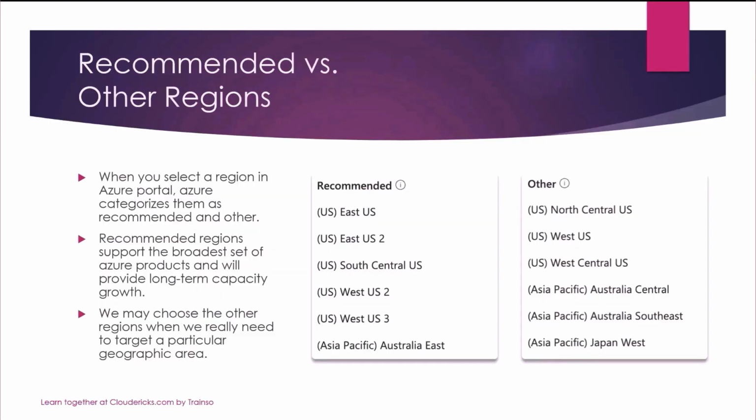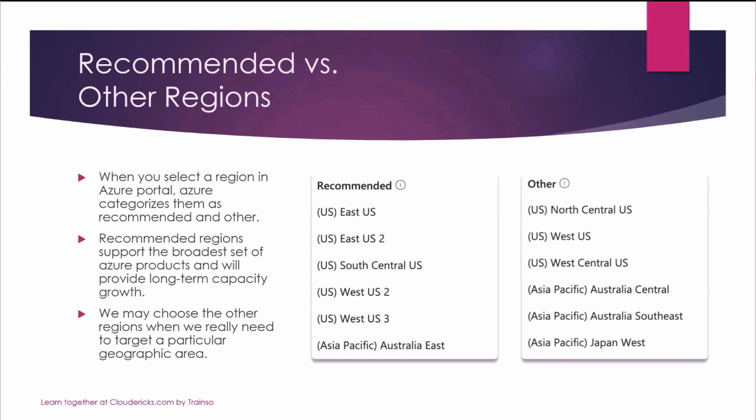Recommended versus other regions. When you select a region in Azure Portal, Azure categorizes them as recommended and other. Before creating a resource such as a virtual machine in Azure, you need to select a region. And when you try to select a region, Azure categorizes those regions as recommended and other. Recommended regions support the broadest set of Azure products and will provide long-term capacity growth.